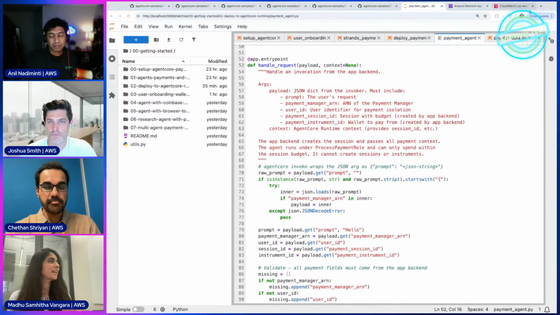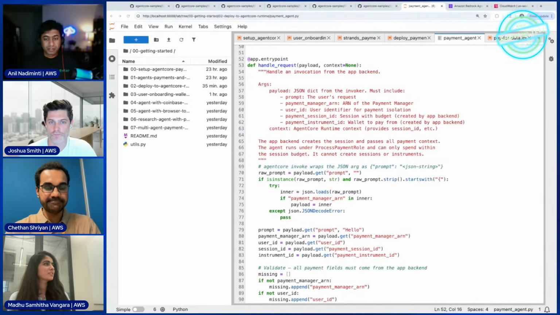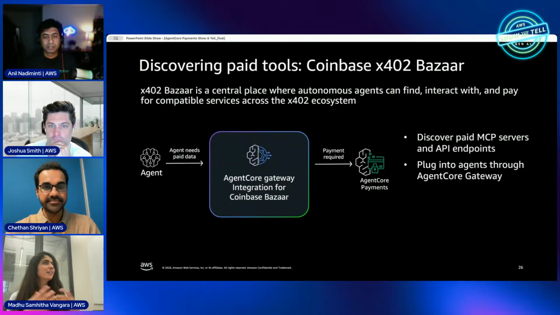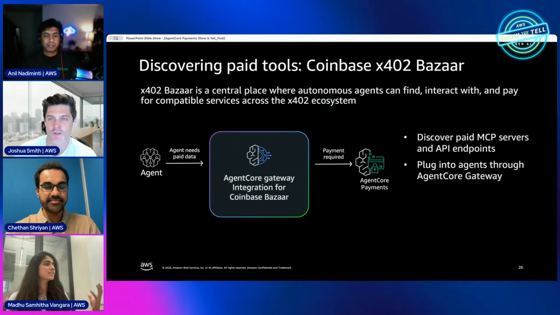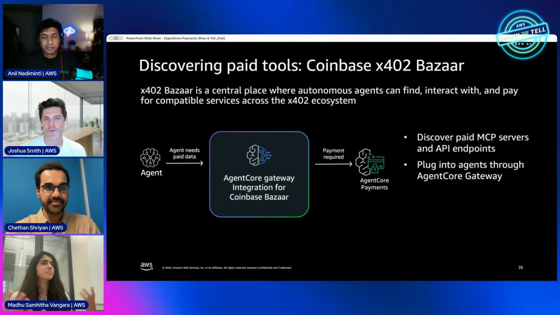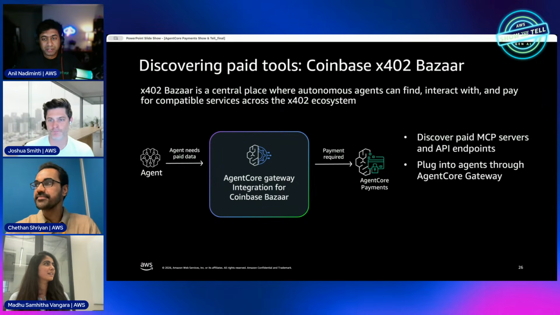So we're talking about agents so far on the agent developer side. Let's shift our focus to the other side, which is these paid merchants, right? So Joshua, what is going on on the merchant side? How do we discover these paid endpoints? And if I'm completely new, how do I get started?